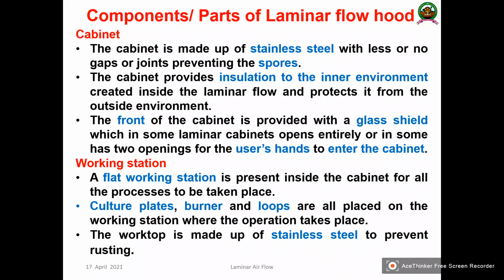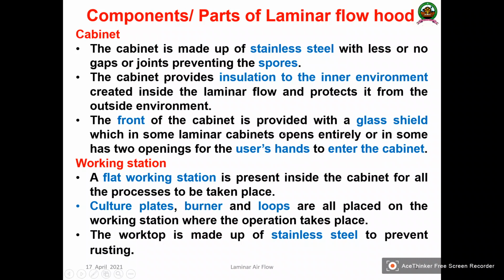First one is the cabinet. The cabinet is made up of stainless steel with few or no gaps or joins, which prevents the entry of spores. Not only spores, the vegetative cells as well. The cabinets provide insulation to the inner environment created inside the laminar airflow and protect it from the outside environment. The front of the cabinet is provided with a glass shield, which in some laminar cabinets opens entirely, or in some has two openings for the user's hands to enter the cabinet.